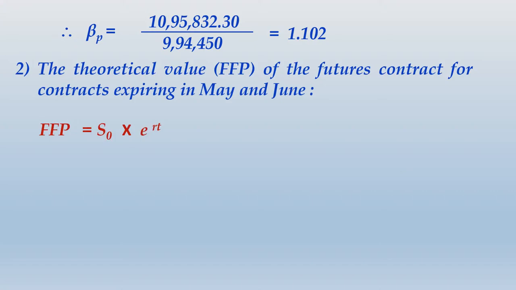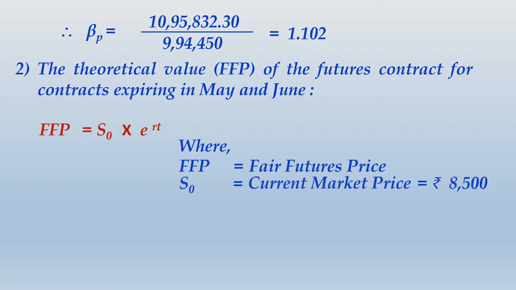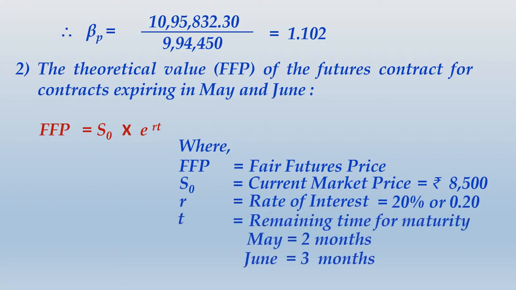So, FFP is S0 into e raised to RT. S0 is the spot price and FFP is the fair futures price. So, spot price for the current index is 8500 and FFP will be 8500 multiplied by e raised to RT, and that rate of interest is given as 20%. Time for remaining maturity, if it is May contract, it is 2 months, and June contract, it is 3 months.